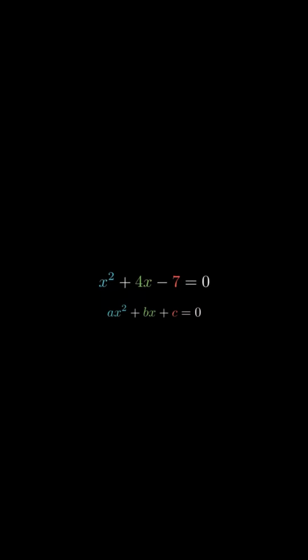So for our quadratic equation, x squared plus 4x minus 7 equals 0, we've identified that a equals 1, b equals 4, and c equals -7. These are the exact values we'll substitute into the quadratic formula to find our solutions. With these coefficients clearly identified, we're now ready to apply the quadratic formula.